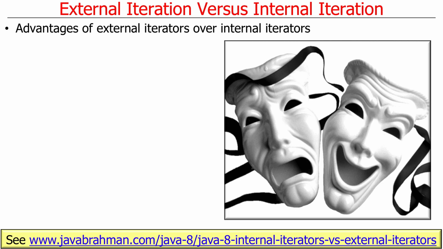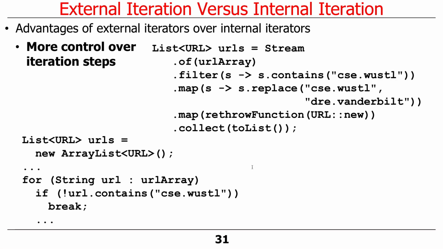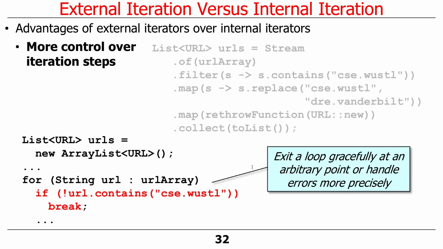Okay. There are, of course, some benefits of external iteration over internal iteration. So let's talk briefly about that. Probably the biggest win is that with external iteration, you get more control or finer grained control over the steps of the iteration. So you'll see here that if for some reason you wanted to change the code, so if it didn't contain this substring, it would break out of the loop or do something, right? You can control the iteration steps in a very fine-grained manner because you're writing the control construct.